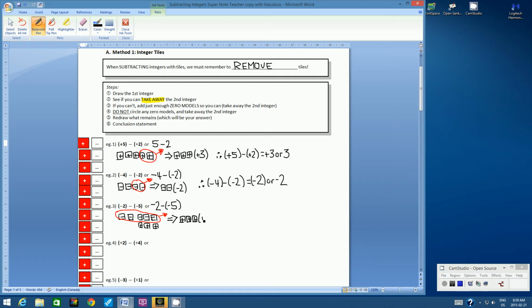And we get an answer of +3. Okay? All right, let's write our conclusion statement. Therefore, -2 subtract -5 equals +3, or simply 3.